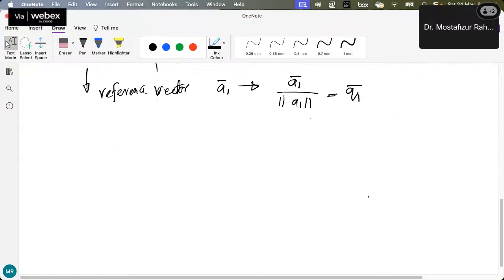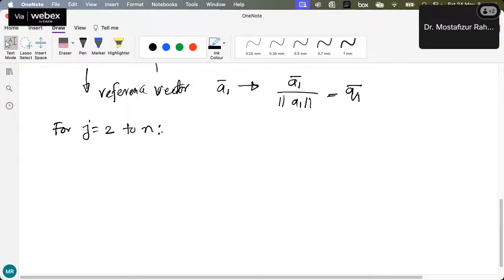Then what we have to do? Then we have to do the second vector as orthogonal to this vector. I mean 90 degrees, right? So to do that, for j equals 2 to n, you do a mathematical operation called the projection operation.